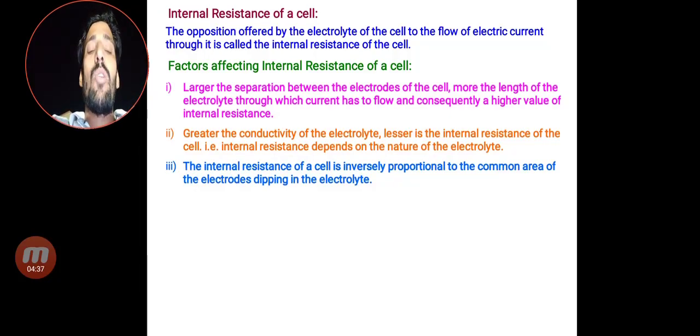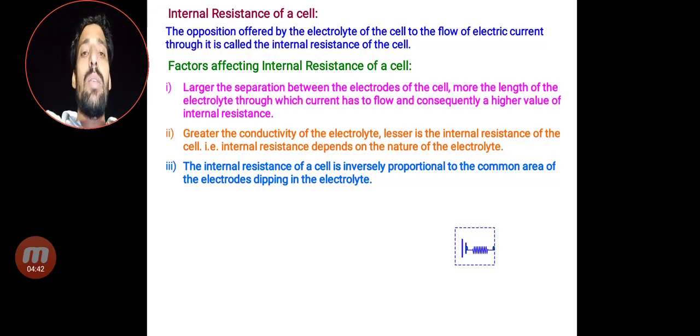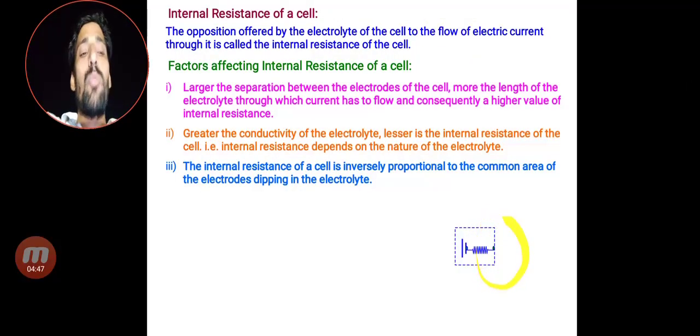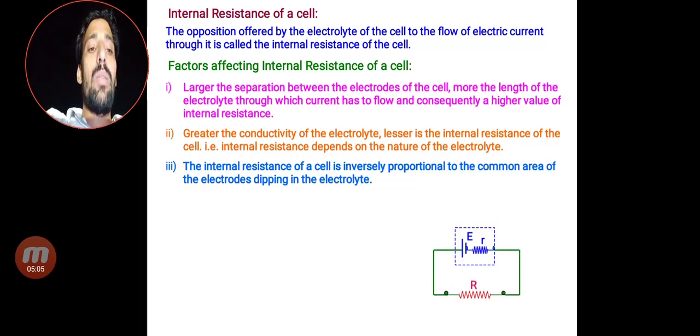Now, representation of the cell. This is the representation of a cell. There is a small resistance next to the cell. This small resistance is the internal resistance of the cell. E is EMF or electromotive force. Small r is the internal resistance.